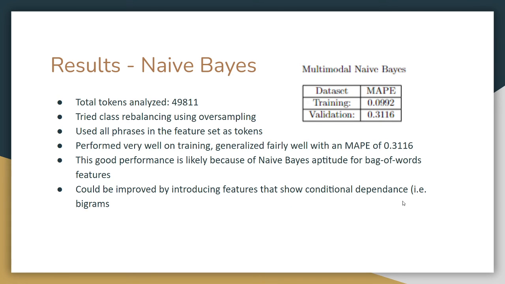Our final and most successful method was naive Bayes. We took each of the features, converted it into tokens, and analyzed these tokens using Bayesian logic. In order to balance the classes, we did try using oversampling. However, it actually increased the MAP, so perhaps a more sophisticated method would be useful. This performed well on training with a MAP of about 0.1 and generalized fairly well as well. This good performance is probably because of naive Bayes' aptitude for bag of words features, and this classifier could perhaps be improved by introducing features that show conditional dependence, like bigrams.